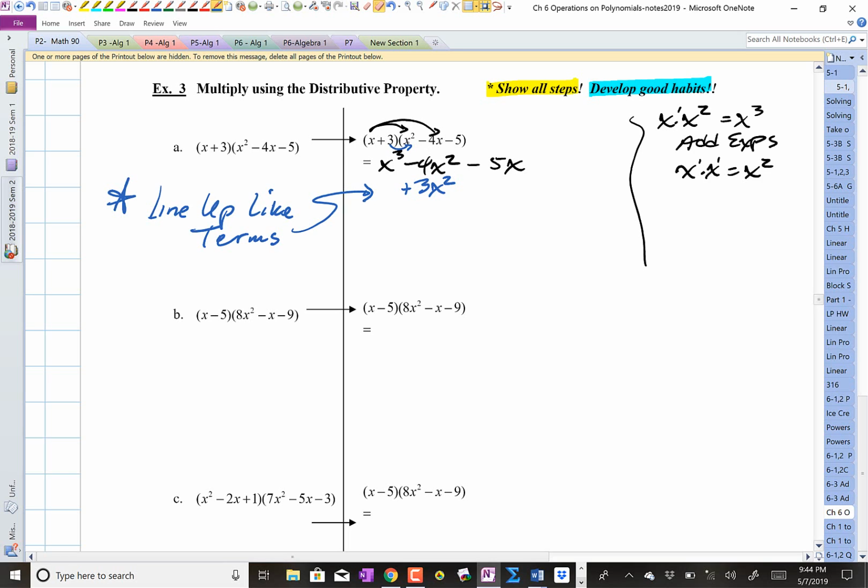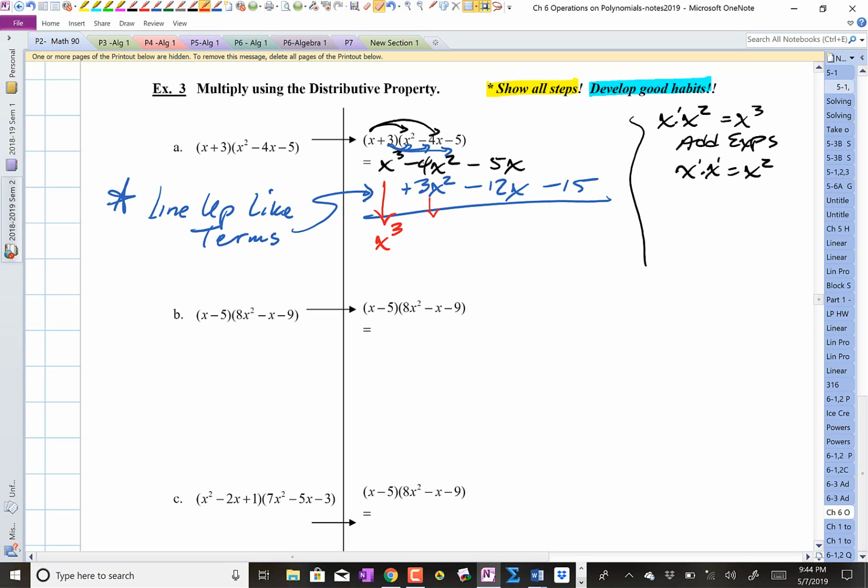I line them up. 3 times x squared is 3x squared, so I line it up with the other x squared. 3 times a minus 4x is a negative 12x. I'll line them up. 3 times a negative 5 is a negative 15, and that's my constant term. And so my end result is x cubed, my third degree term. All right, there's no other like term to it, right? Third degree, and then second degree.